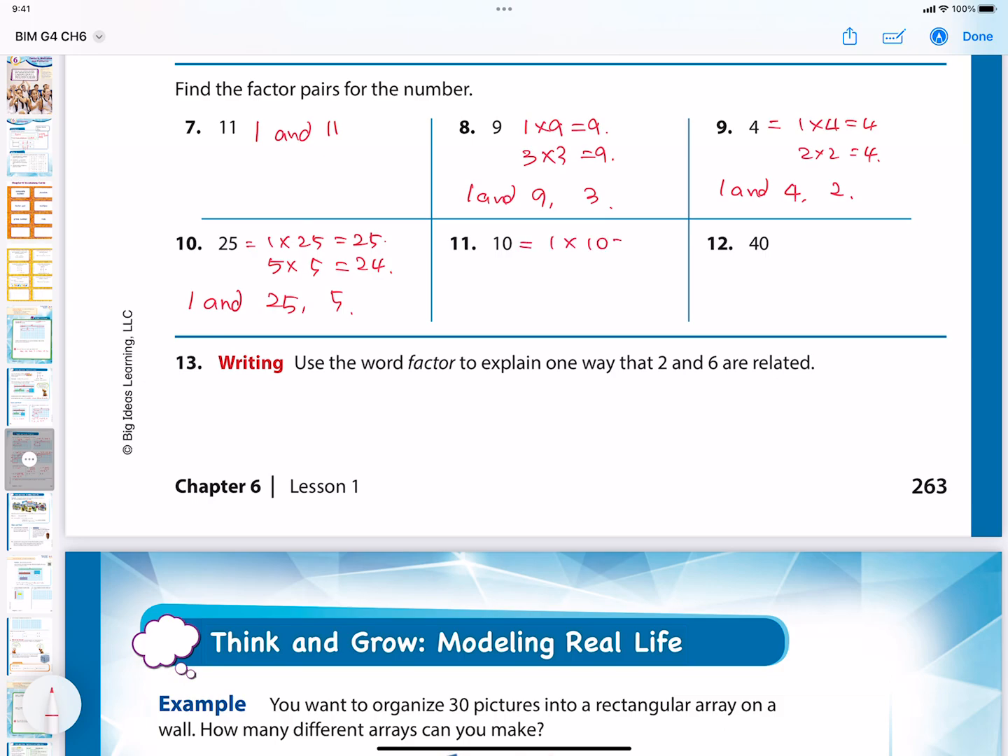So what about 10? I know 1 times 10 first, right? And then since this is an even number, 2 times 5 is 10. What else? 3, 4, no, already 5, we have it. So 1 and 10, 2 and 5. That's it.